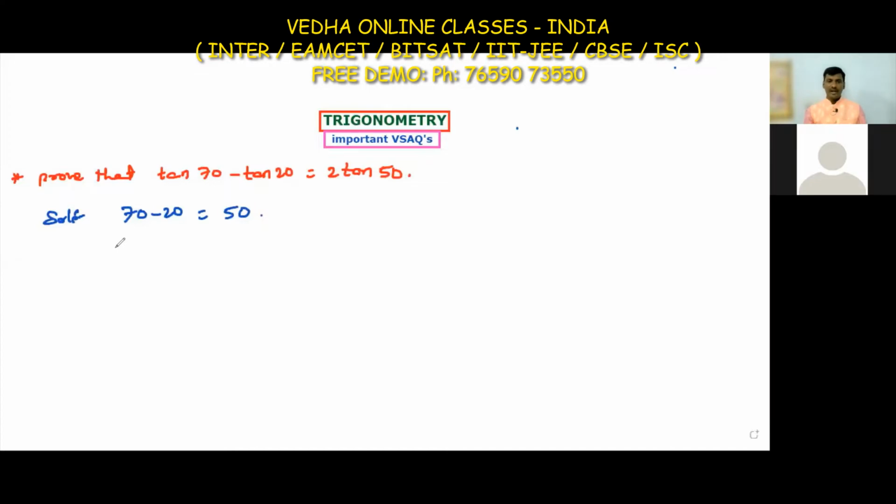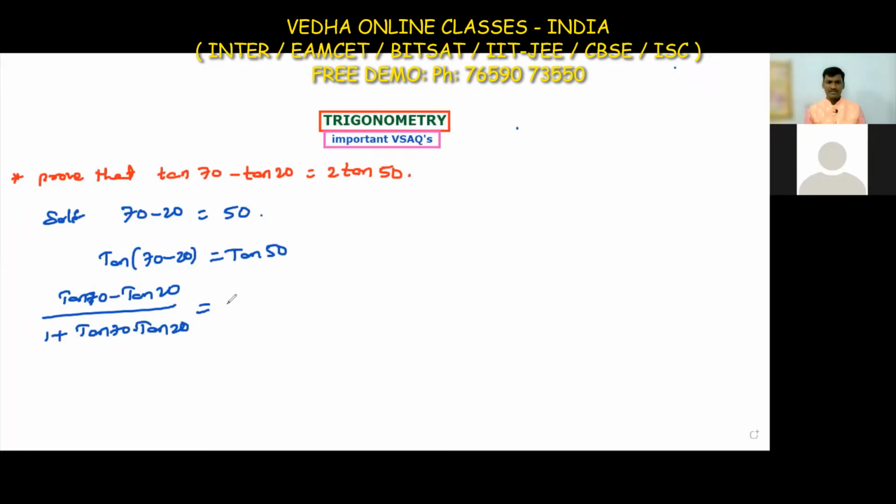So here, applying tan on both sides. If you apply tan on both sides, tan of 70 minus 20 is equals to tan 50. Now tan A minus B formula in the left side. I'm applying the tan A minus B formula in the left side. So that is tan 70 minus tan 20 divided by 1 plus tan 70 into tan 20 is equals to tan 50. Okay. So here what we did, we applied the tan A minus B formula.